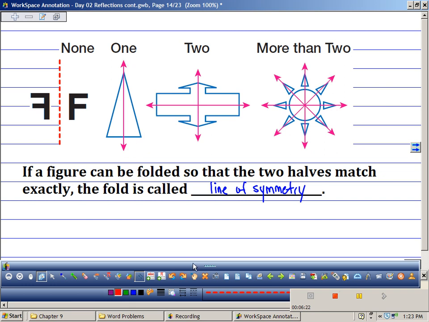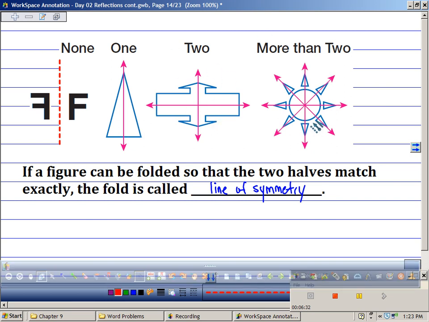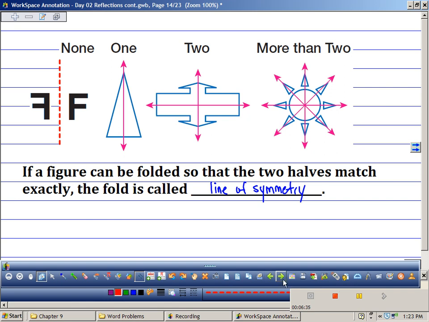What about this one? Yeah, because you fold it. When you fold it, it's going to have symmetry, correct? What about this one? Yes. What about this one? Yes.